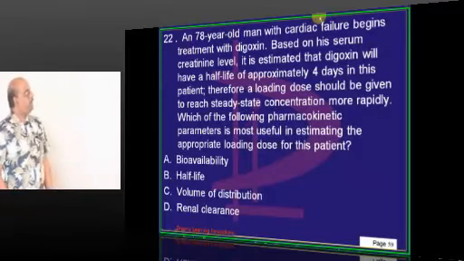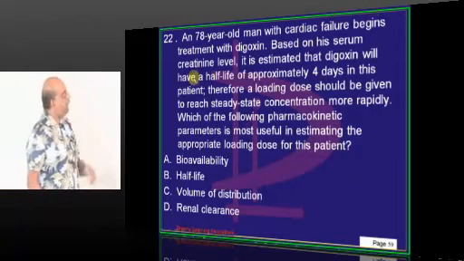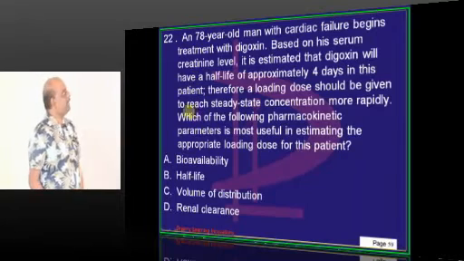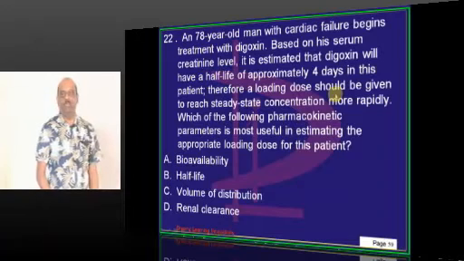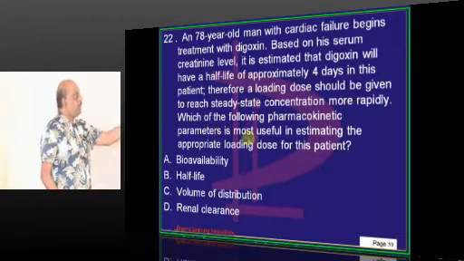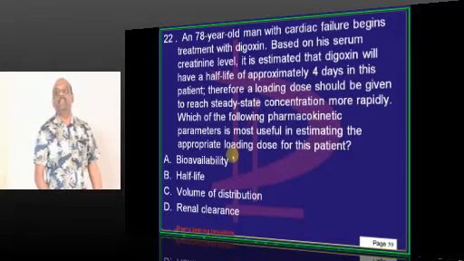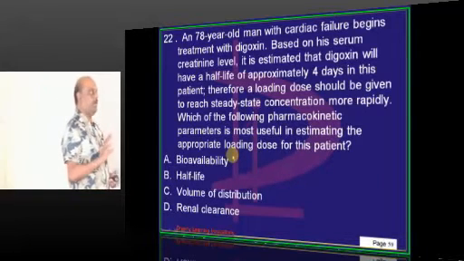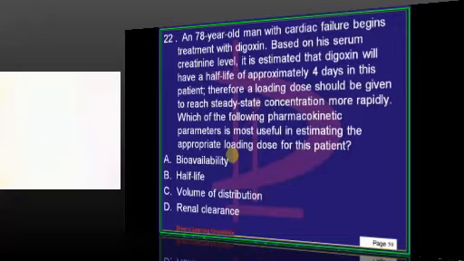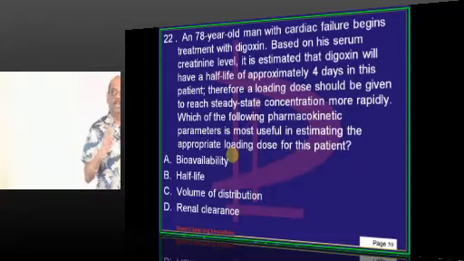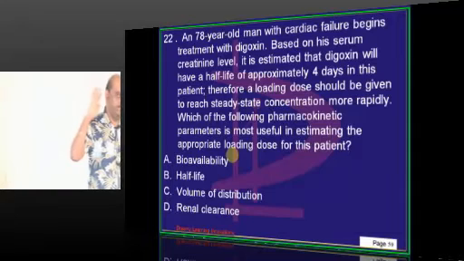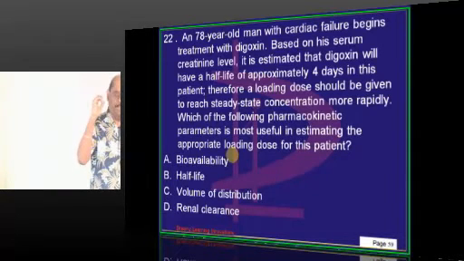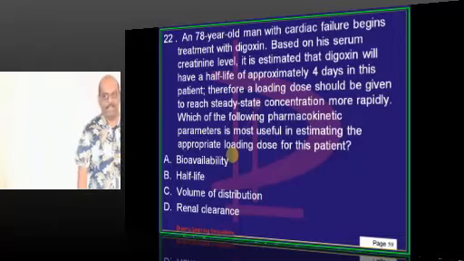A 78-year-old who has cardiac failure has been receiving digoxin, and the digoxin half-life, based on his creatinine level, is thought to be 4 days. Then which pharmacokinetic parameter is very important for deciding the loading dose? Once more, doctor, in every AP PG, Tamil Nadu PG, Kerala PG, any PG you go, there is one question on VD, volume of distribution, loading dose, maintenance dose, half-life, first pass metabolism, and first order and zero order kinetics.